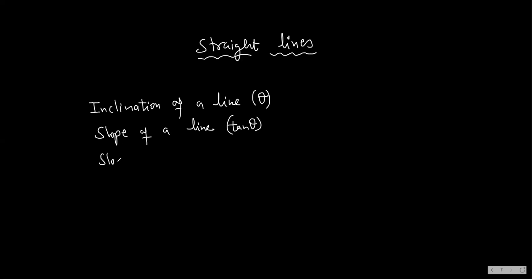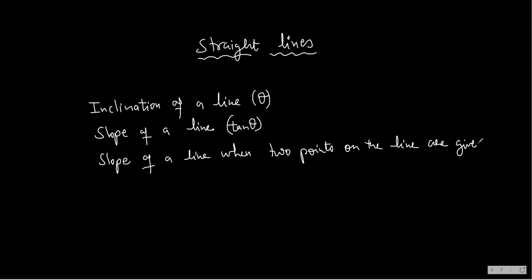Then we studied slope of a line when 2 points on the line are given. That is, when we have A(x1, y1) and B(x2, y2), then how do you write the slope? That is, you use the formula m equals (y2 minus y1) upon (x2 minus x1). This we have done.